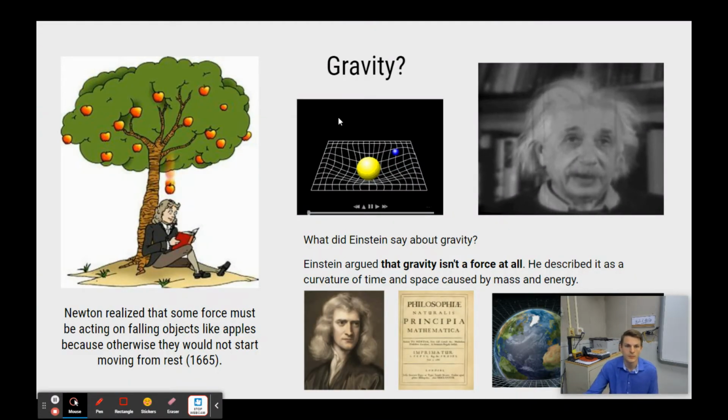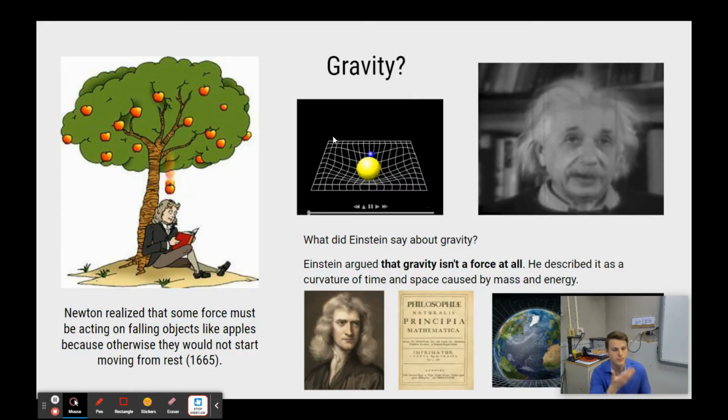So the fundamental first idea of gravity came from Sir Isaac Newton. It's said that one day Newton was sitting underneath a tree, I guess relaxing, reading, studying, and an apple fell from the tree and hit him on his head. And he realized at that point that some force must be acting on these objects. Otherwise, they would stop. They wouldn't fall from rest. And that was in 1665. That was his first concept of gravity.